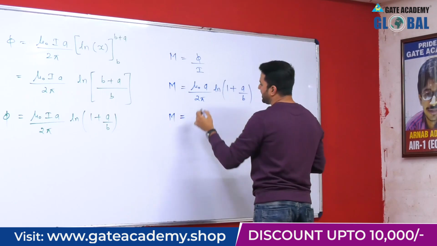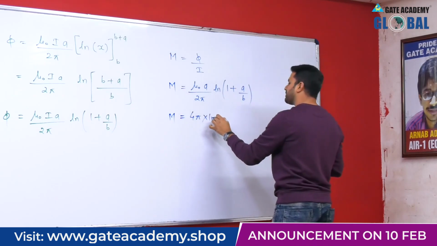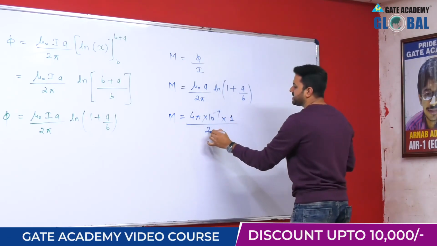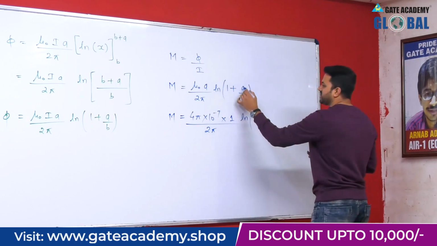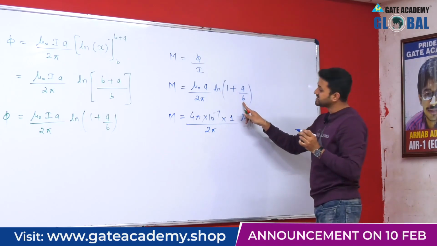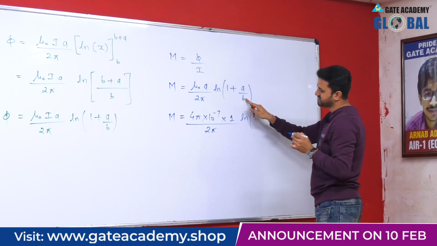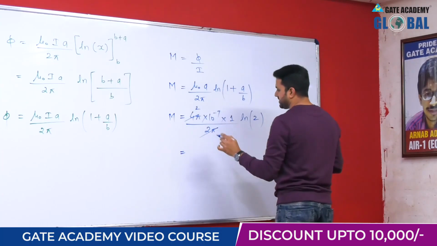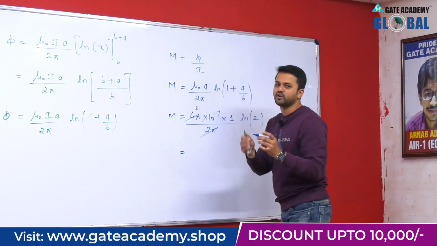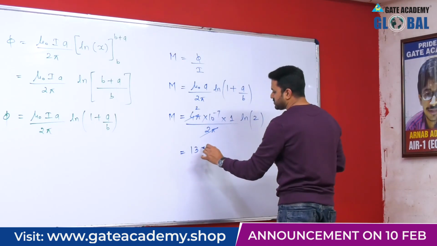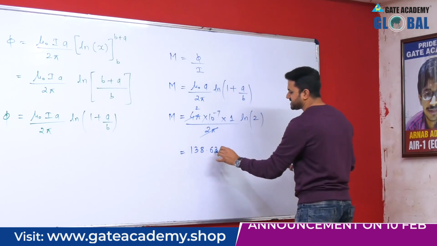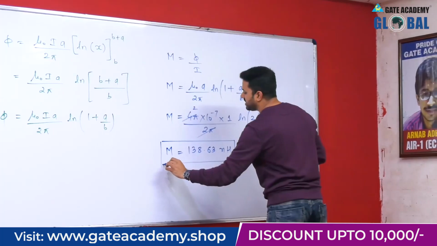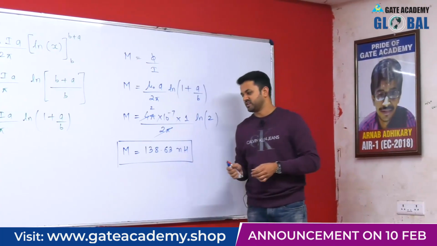Now let's substitute all the values. Mu naught has the value 4 pi into 10 to the power minus 7. A is the side of the square loop, which is given as 1 meter, divided by 2 pi, and natural log of 1 plus the distance b, which is also given as 1. 1 plus 1 divided by 1 is 1 plus 1, which is 2. So this is natural log of 2, and when we solve this, we have to calculate the value in nanohenry and up to 2 decimal places. So when we solve it, you will get 138.63 nanohenry. So the value of the mutual inductance between the straight wire and the square loop is 138.63 nanohenry.